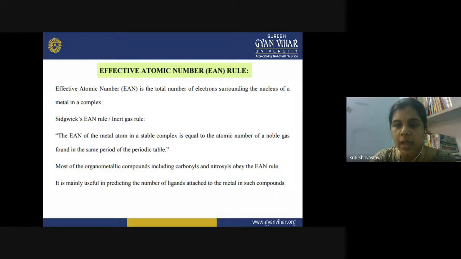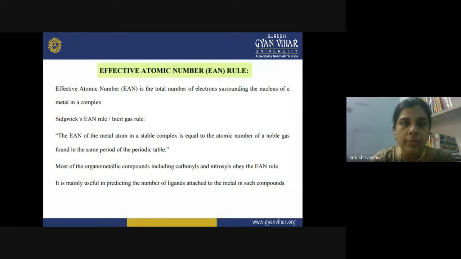So, you have to look at the rightmost corner of the periodic table and find out the atomic number of that noble gas. You will compare the total number of electrons present in the metal complex to the atomic number of the noble gas, and if they are equal, then you can say that the complex is really a stable one, because now it has achieved the noble gas electronic configuration.